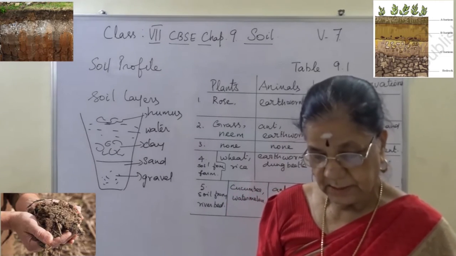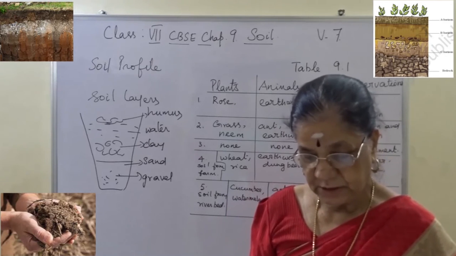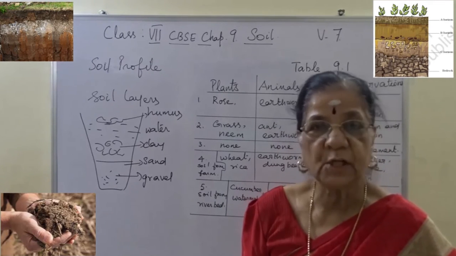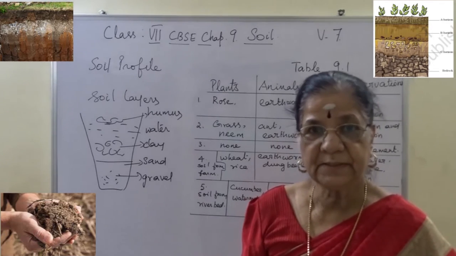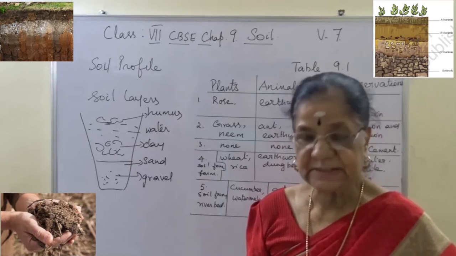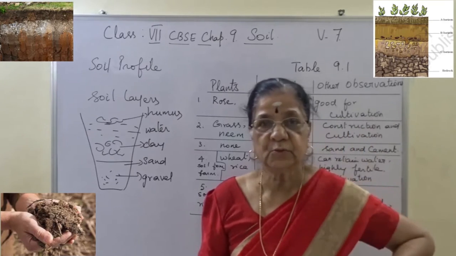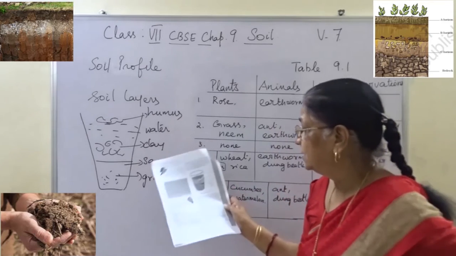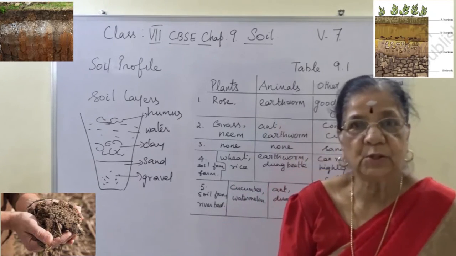Okay. Then, are there some dead rotting leaves or animal remains floating on water? Yes. Rotting, decayed dry leaves. So the rotting dead matter in the soil is called humus. I hope you understand. So this is for the layers of the soil.